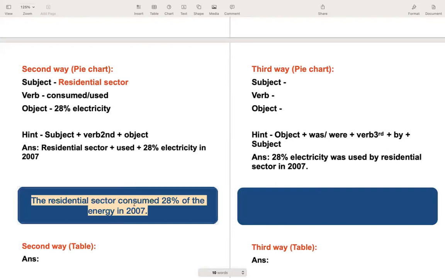The residential sector consumed 28% of the energy in 2007. So I also made it "energy" here. It's the same thing. Can't we use "percentage" after this sentence, like before residential, after residential? Percentage.